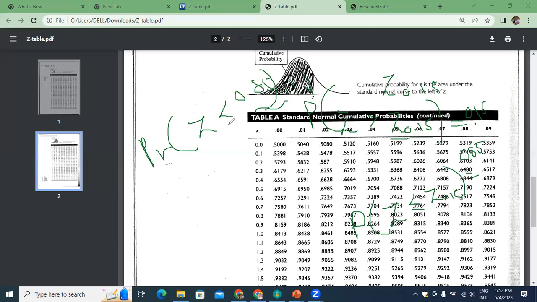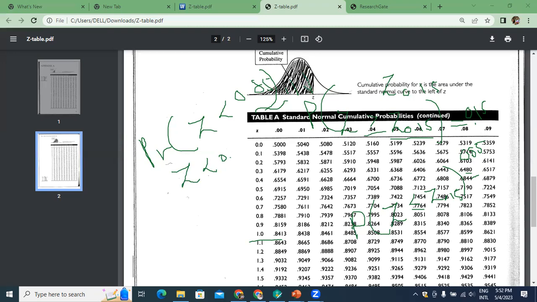When we do that, Z becomes less than or equal to 0.85. That means the probability value should be less than 0.85. That is the Z value we need to read, and that value is 1.04. Okay? That's how we are going to calculate that one.